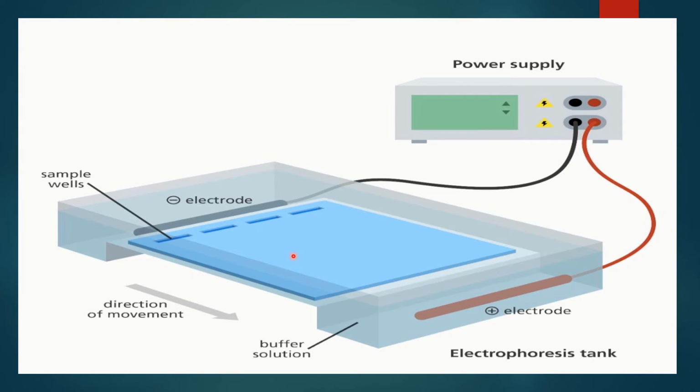This is our gel cascade filled with buffer solution. This is the direction of our DNA movement. These are the electrodes, anode and cathode. These are the sample wells, and those were filled with our DNA extract.